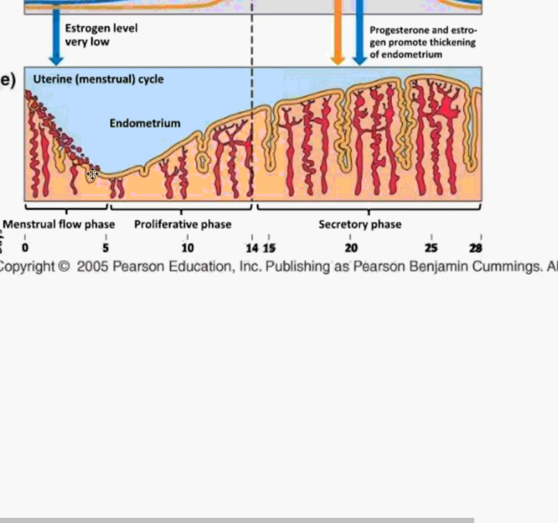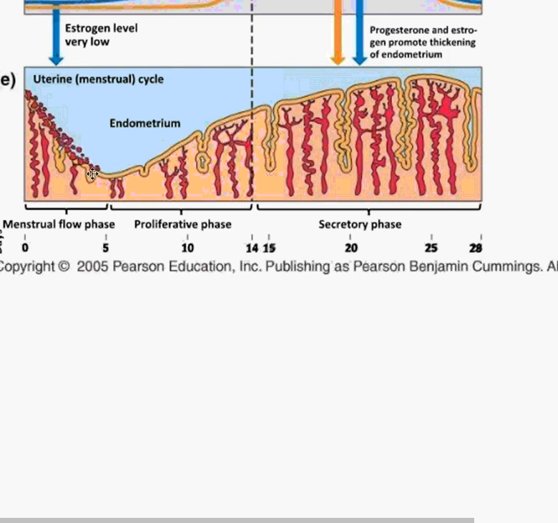First is days 0 through 5, oftentimes called the flow phase, or the menstrual flow phase. During the flow phase, the old endometrium is released, because pregnancy did not occur, so that old endometrium is released out of the body, basically preparing the body for a new pregnancy. That's days 1 through 5.